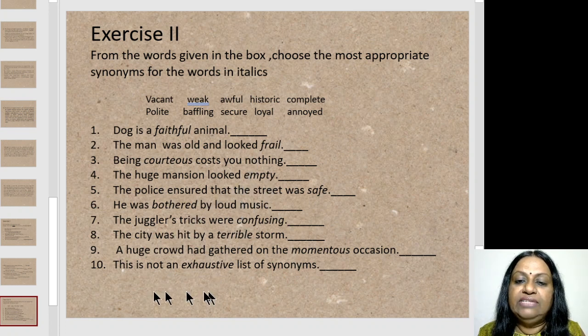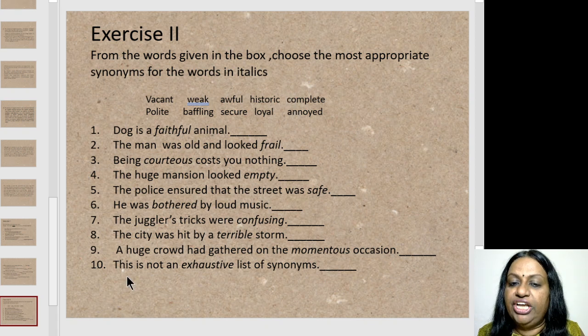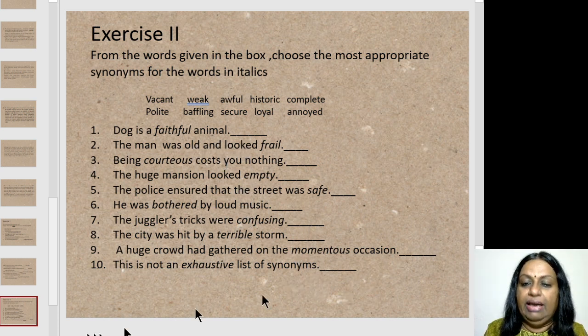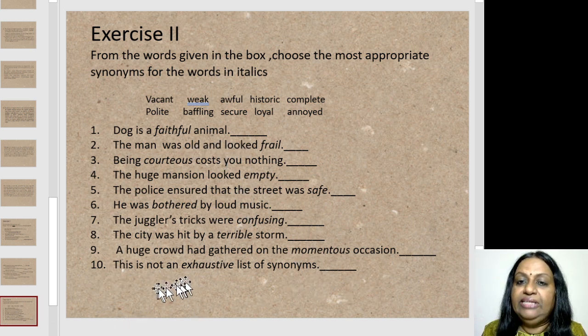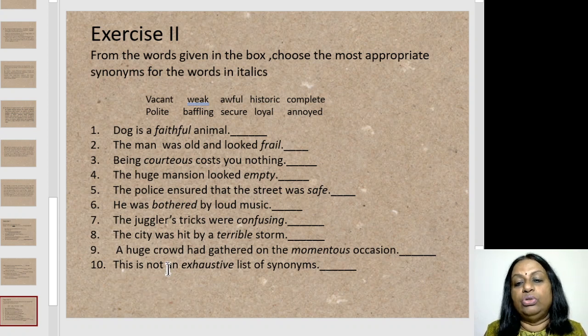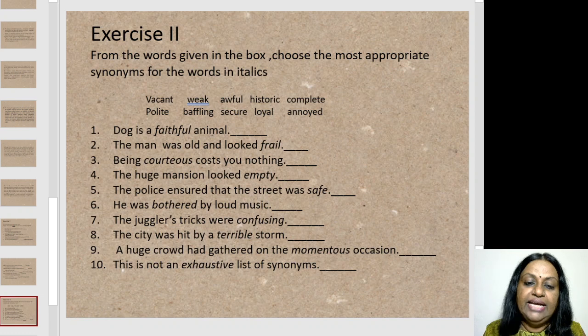So with complete, we will have to change the article again. This is an exhaustive. So since we are going to use complete, which has a consonant sound k, we will change it. This is not a complete list of synonyms. So students, be very careful. You just have to write it here, so that's okay. But in case you have to rewrite the sentence, then you will have to make sure that you are also taking care of the appropriate articles.